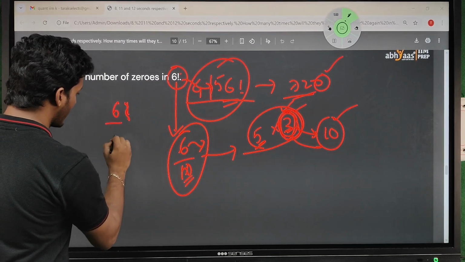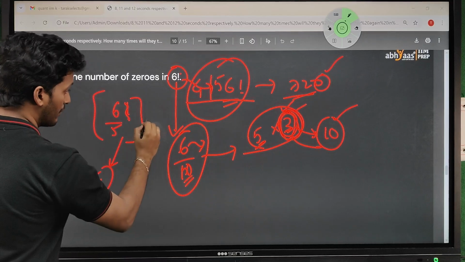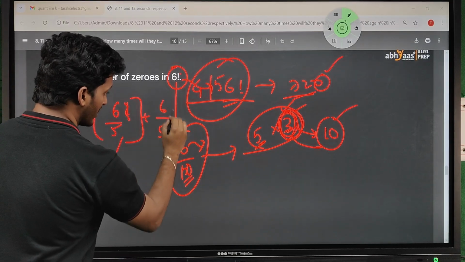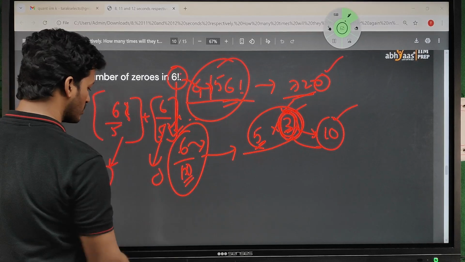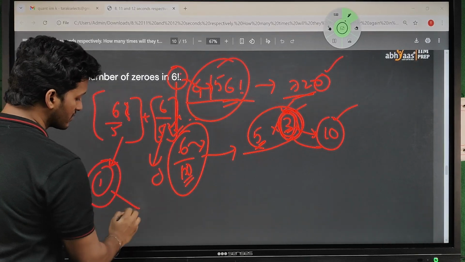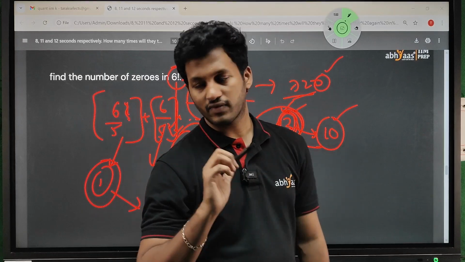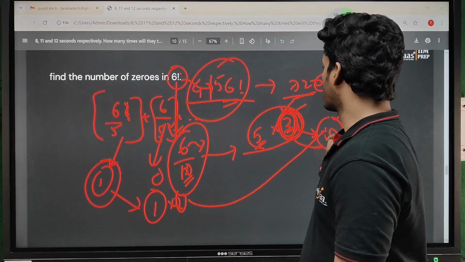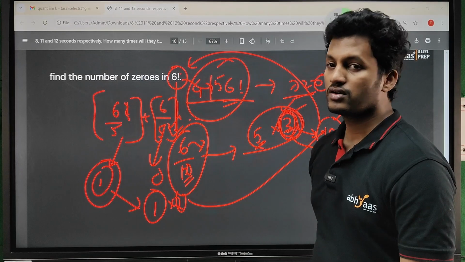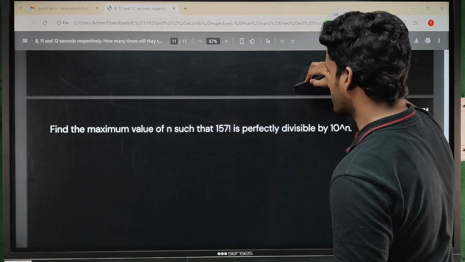So 6 by 5, highest integer function, that is 1, plus 6 by 5 square, that is 6 by 25, that is 0. And so on, we will get zeros only. So it is only one 5 which is there in the given factorial. That's why one 5 with multiplication of 2 you'll get 10. Okay, so I hope you got this one. Let's see another problem on the same thing.